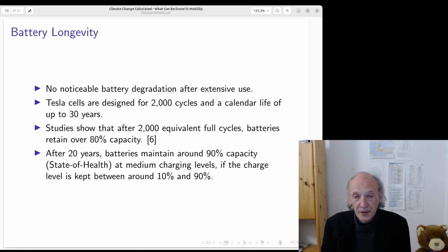And 2,000 cycles, when you take the full cycle, that would be, in my car, roughly 500 kilometers from 0 to 100. And that means 2,000 cycles mean about 1 million kilometers. So that's also much more than the typical car life. So even after those 2,000 equivalent full cycles, so roughly 1 million kilometers, the batteries retain over 80% capacity. So that's pretty good.